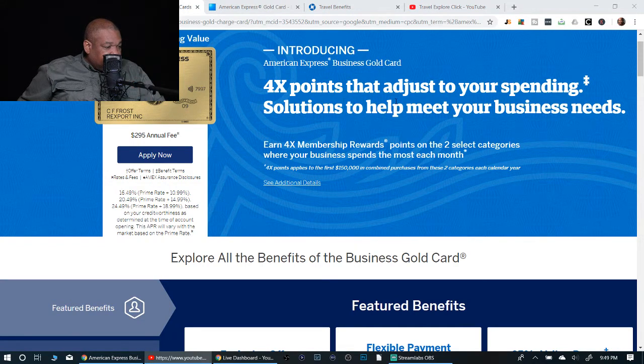Okay, so you get 4 times points that adjust to your spending solutions to help meet your business needs. Okay, so I guess you can pick your categories here. Earn 4 times Membership Rewards points on 2 select categories where your business spends the most. Okay, so I can choose the different categories. So that's pretty interesting. That's pretty good.